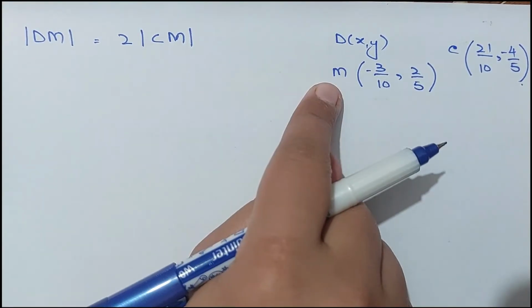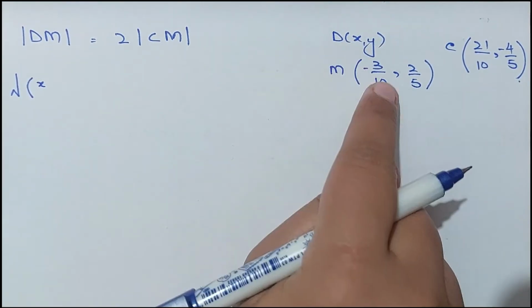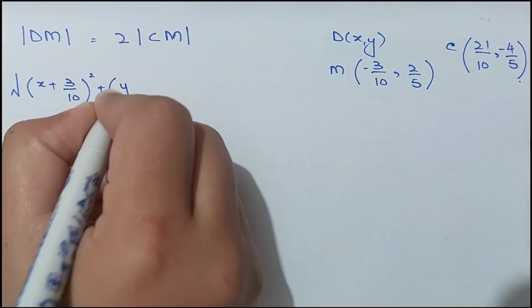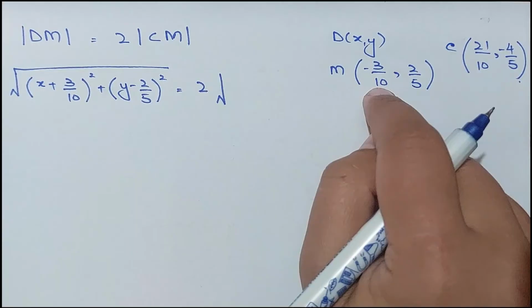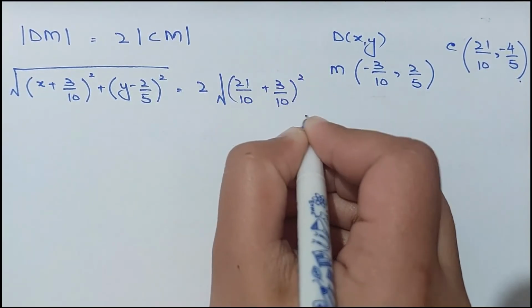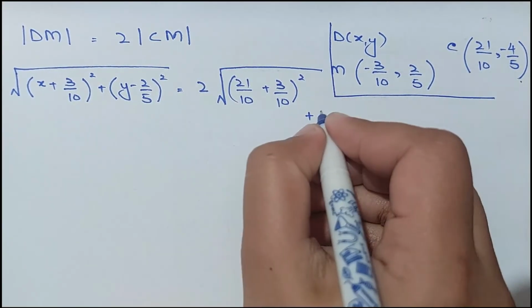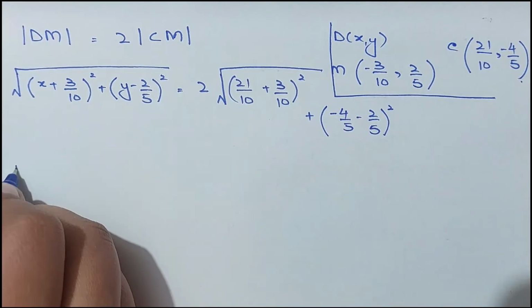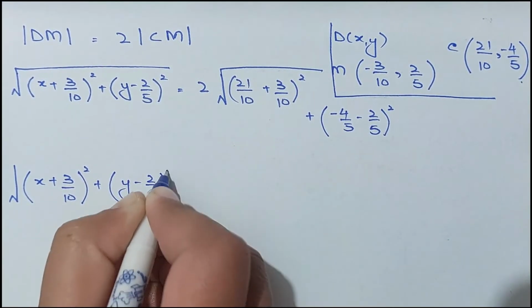The distance DM, this is D and this is M. Using the distance formula, square root of (x2 minus x1) whole square, which is (x plus 3/10) whole square, plus (y minus 2/5) whole square, equals 2 times the distance of C and M: (21/10 plus 3/10) whole square plus (-4/5 minus 2/5) whole square, all under the square root.